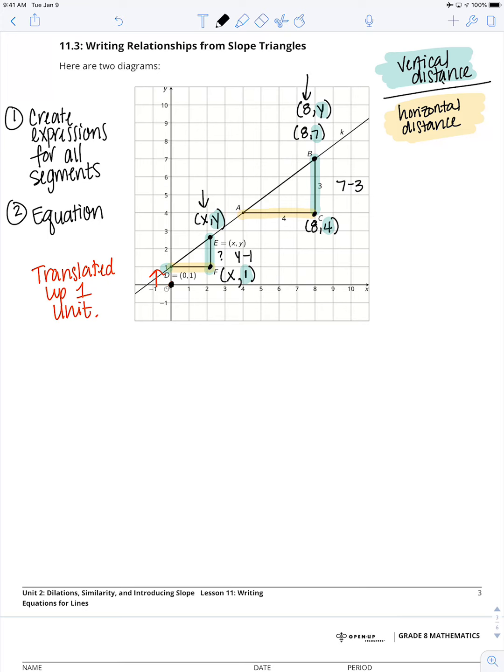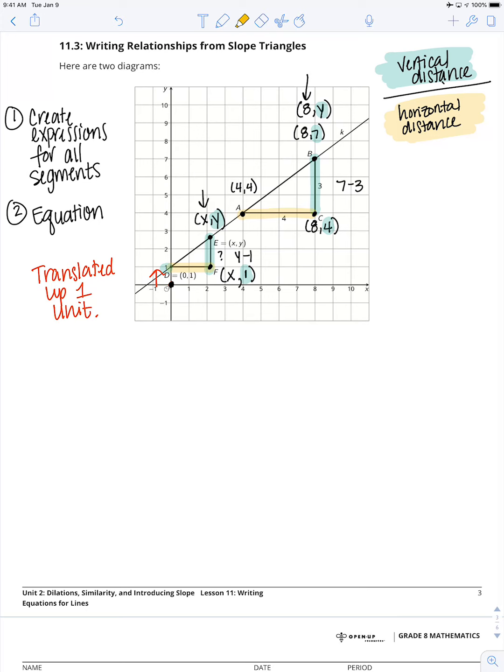Okay, let's go into the horizontal side now. So for my horizontal side, I'm going to label the points again. I don't have A listed, but A would be 4, 4. And what expression would I write to represent the side length that is labeled 4? Well, now notice this.